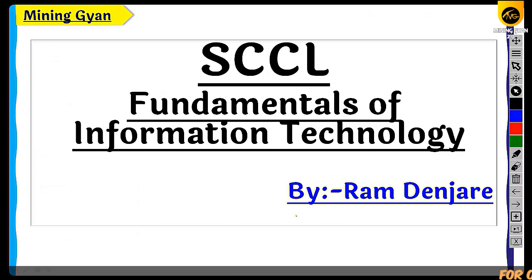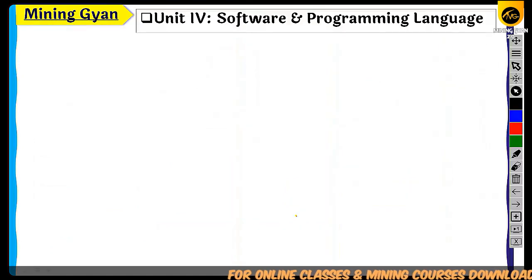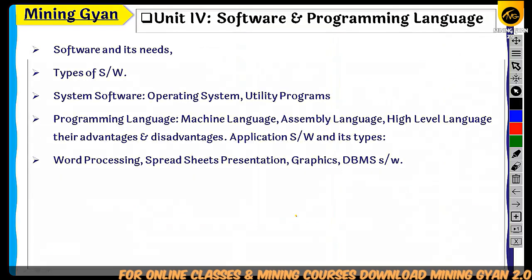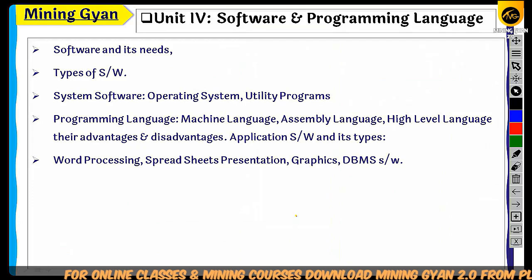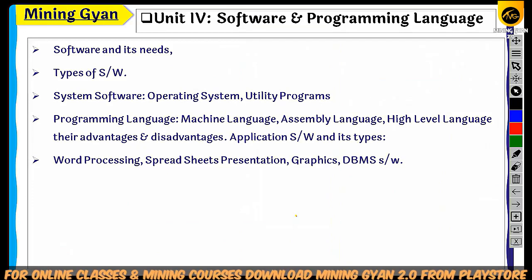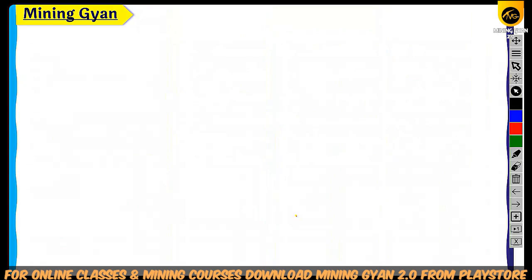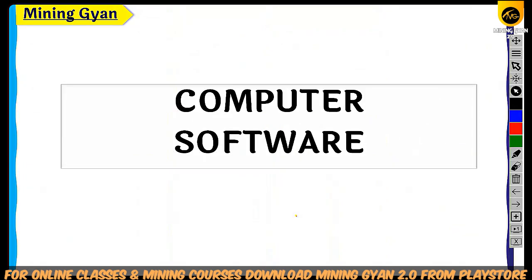Okay, this is unit number 4, which is based on the syllabus, computer software and programming languages. The first topic, you can see that unit number 4 is software and programming languages: software and types of software, programming languages and types of programming language. All these topics will be covered in this unit number 4. The first one is computer software.